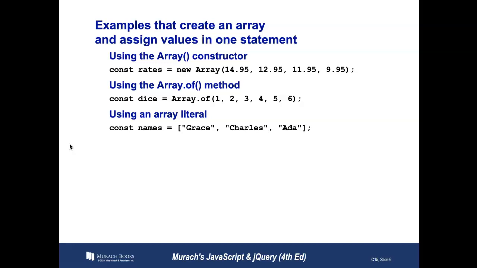These are examples that create an array and assign values within one statement. So I have a constant here called rates, which will never change. Again, constants never change. And it equals new array, and we have 4 different numbers. When we use the array of method, we're using integers, but we're listing all the elements of that array. And lastly, you see an array literal where we have 3 strings, Grace, Charles, and Ada.